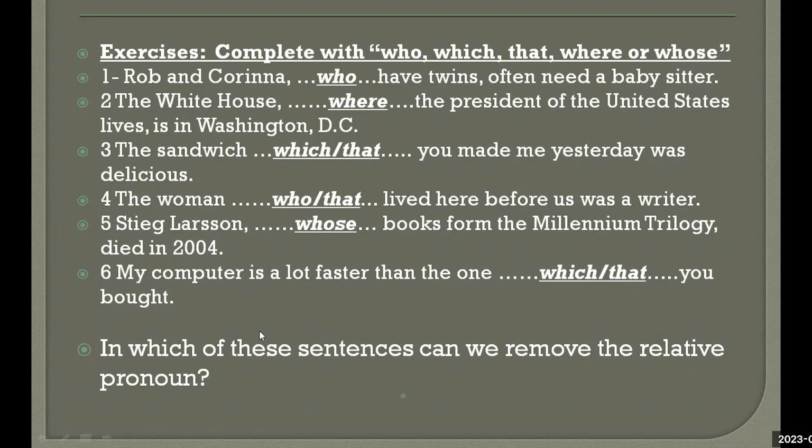Okay, I'd like to ask a question. In which of these sentences can we remove the relative pronoun? Like in which of them can you remove which? Can you remove which or that here? Like both of them and just say, my computer is a lot faster than the one you bought. Can you do that? Can you remove who, which or that, where, and whose? Take some time, think about it. This is actually a difficult question. In some of these sentences, you can remove the relative pronoun, and in others you just can't.